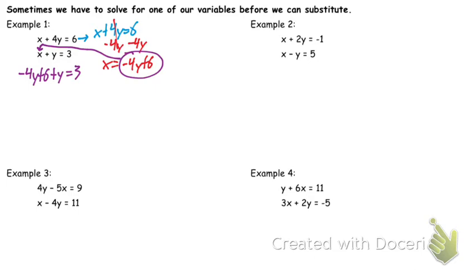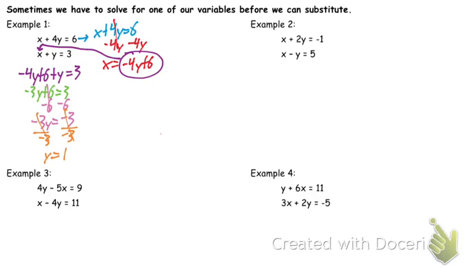Negative 4y and y, what's that become? Negative 3y. So you have negative 3y plus 6 equals 3, okay? Now what would we do, Elijah? Subtract 6 from each side. I agree with that. Subtract 6 from both sides. Get that constant away from the variable. Negative 3y equals, what is 3 minus 6? Negative 3. Negative 3y equals negative 3. Now what? Divide by negative 3. Y is equal to 1.